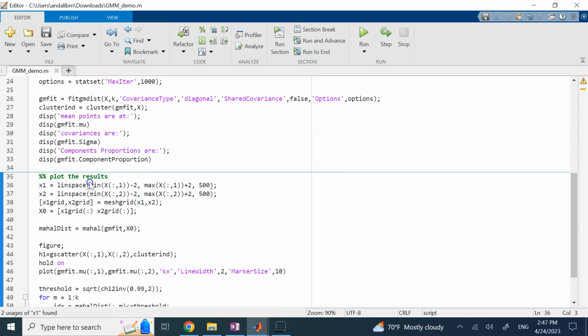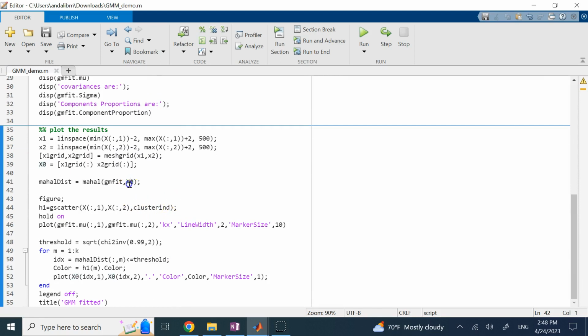First, you generate a bunch of data using the meshgrid command, and you go from the min of x, the first component of x minus 2, to the max of the x1 component plus 2 for the horizontal direction. You do a similar thing for the vertical direction, 500 data points, pass them to the meshgrid command, and then vectorize them all and call it x naught. So this x naught is a ton of data in the horizontal and vertical directions, along the grid points, all vectorized and concatenated together.